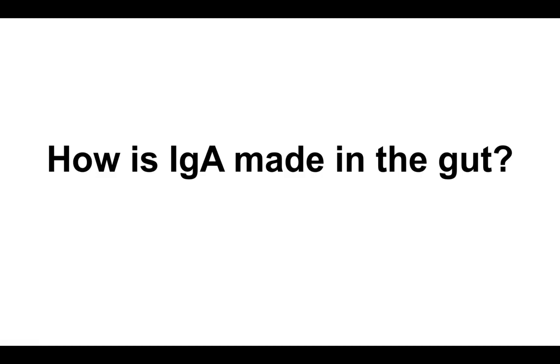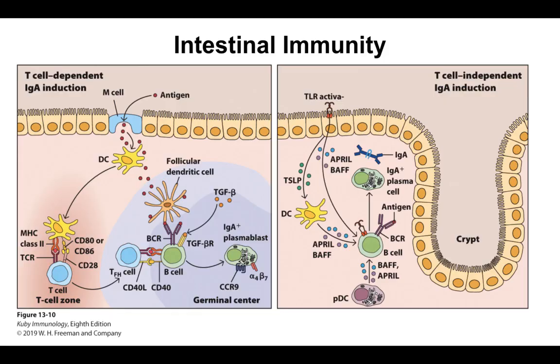How is IgA made in the gut? So you can get IgA generated from T cell dependent antigens or T cell independent. And when antigens come in, they can be recognized by the B cell through the B cell receptor. T cells can help give another signal, and given the cytokines that are in the area, such as TGF-beta, it'll promote an IgA producing plasma cell.